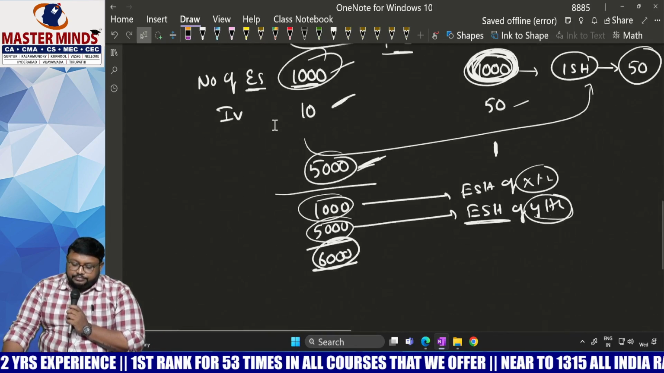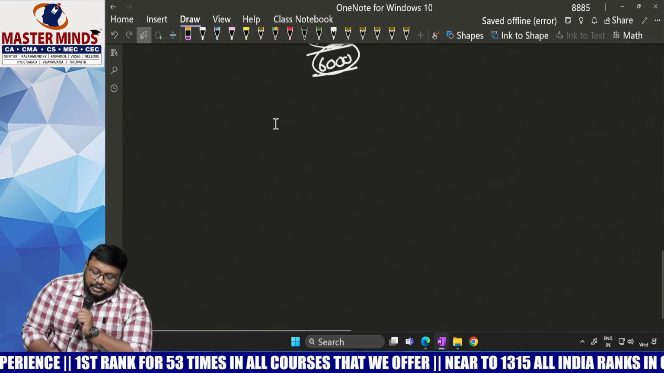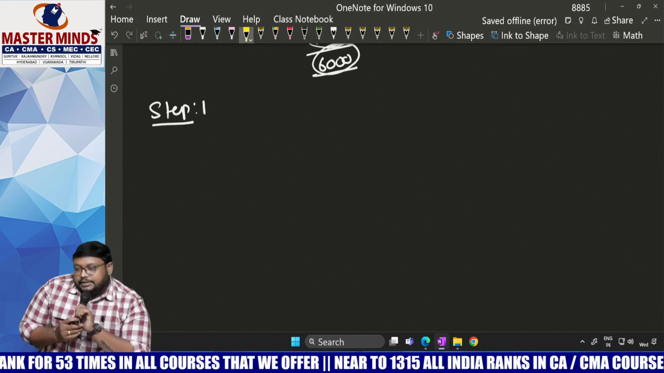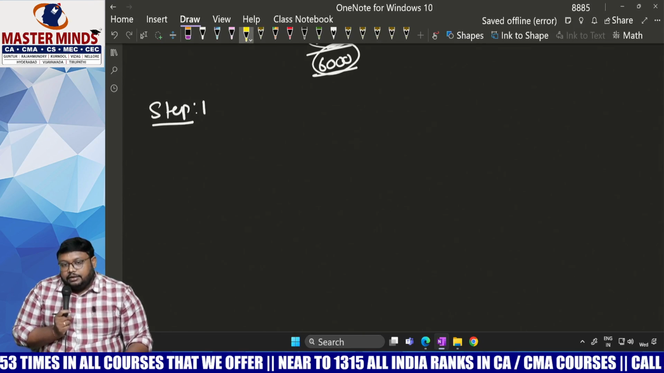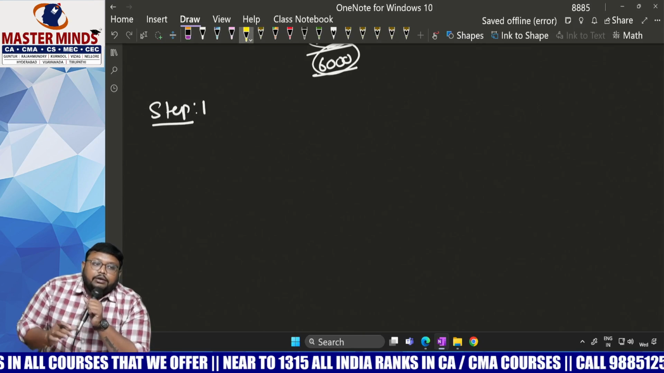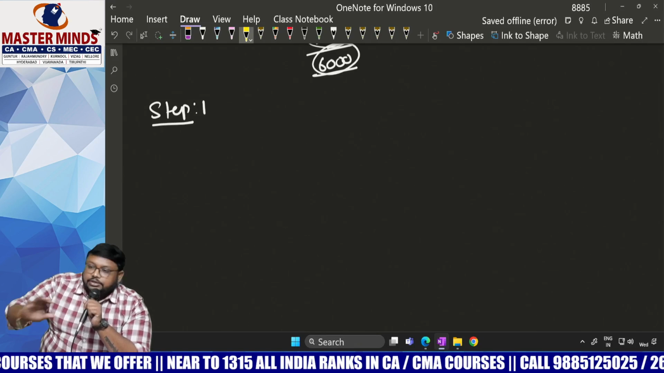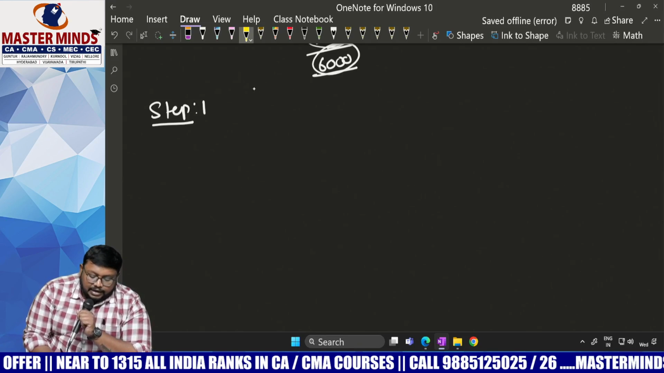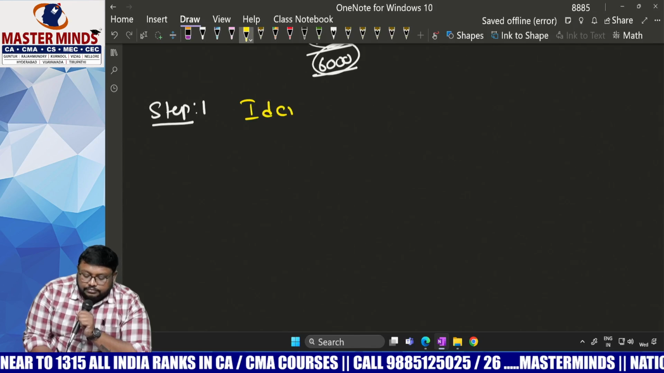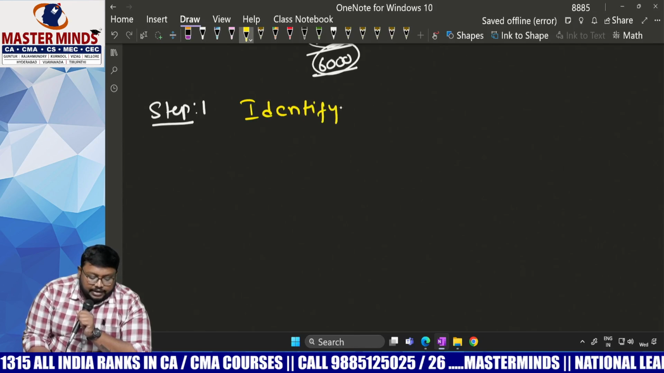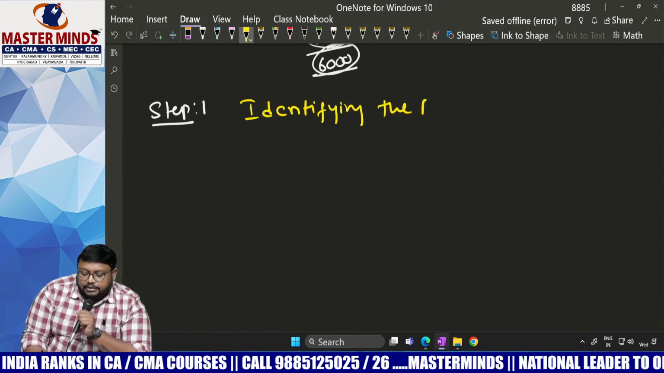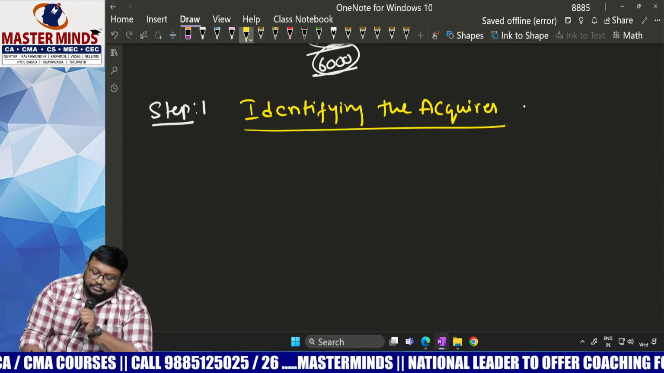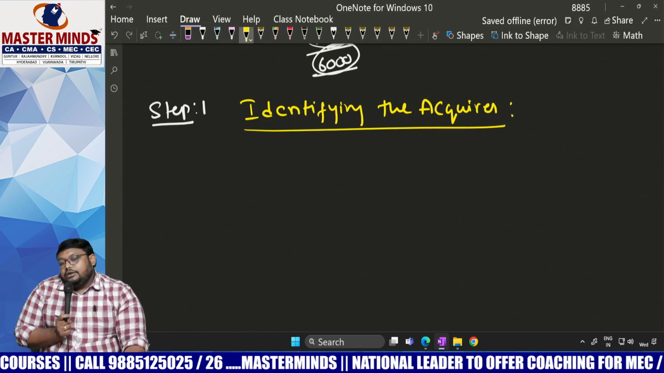First point, write down. In the accounting treatment, as I told you, step 1. These steps are very important for the acquisition method. One by one, you have to understand it properly. What is reverse acquisition? If you do not understand, it is not an issue; we have a concept on it again. Step 1: identifying the acquirer. So the first question is, who is the acquirer?